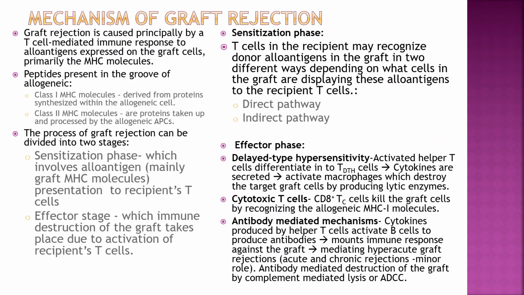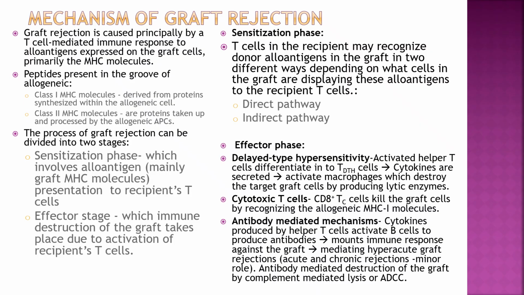Effector phase, delayed type hypersensitivity: activated helper T cells differentiate into TDTH cells. Cytokines are secreted, which activate macrophages that destroy target graft cells by producing lytic enzymes. Cytotoxic T cells, CD8 plus Tc cells, kill graft cells by recognizing alloantigens, allogenic MHC class 1 molecules.